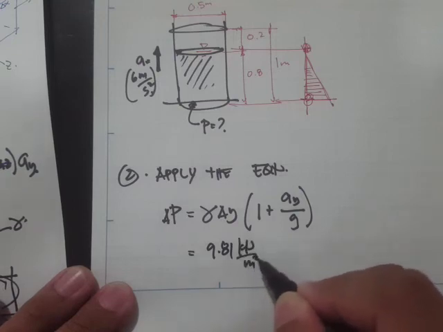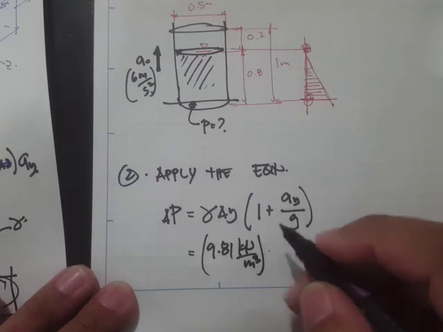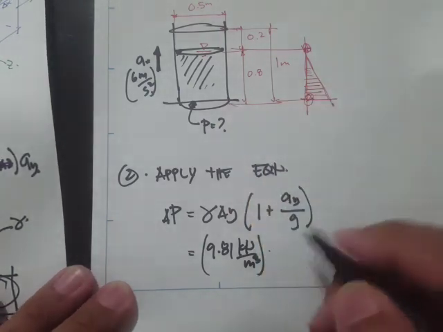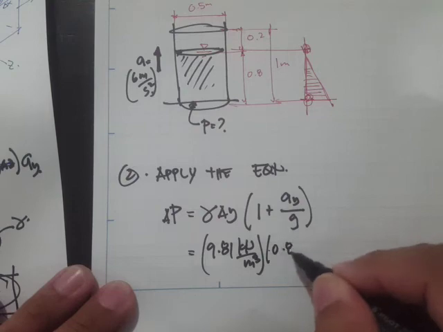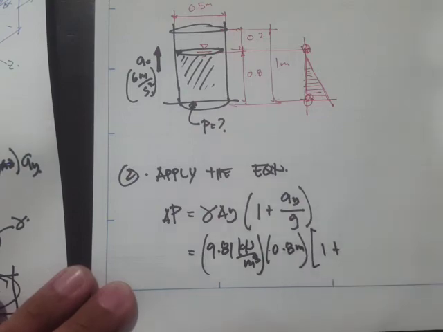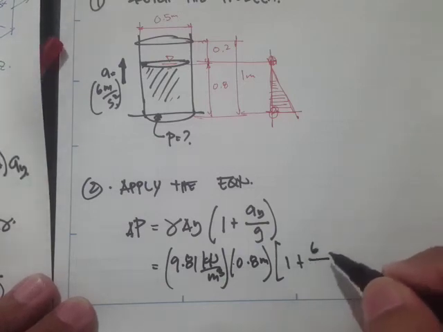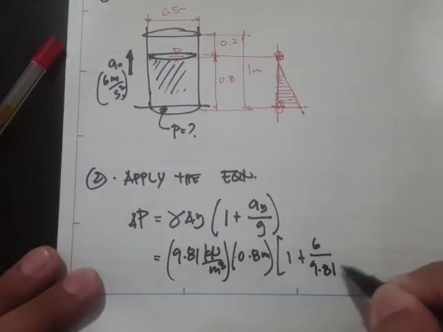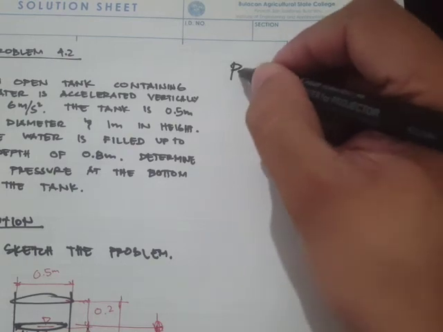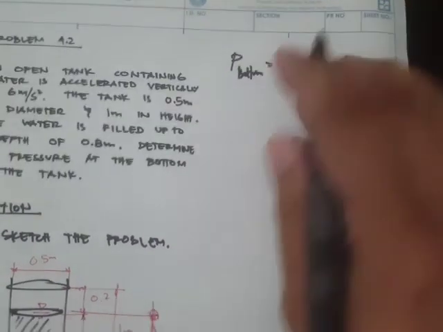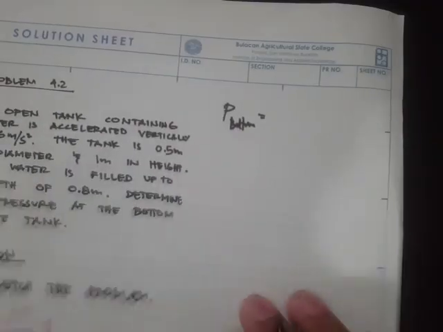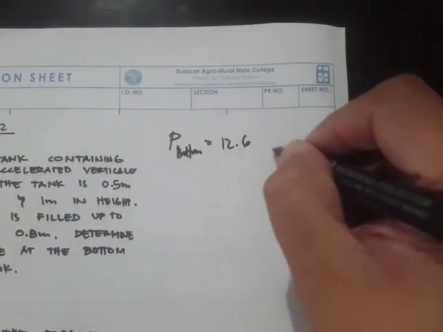The unit weight is 9.81 kilonewton per meter cubed times the delta y. The delta y is simply from this point to the bottom, which is 0.8 meters, times 1 plus the acceleration, which is 6 meters per second squared, divided by 9.81, and the units cancel out. So our delta p, or p at the bottom, is just 12.6 kPa.